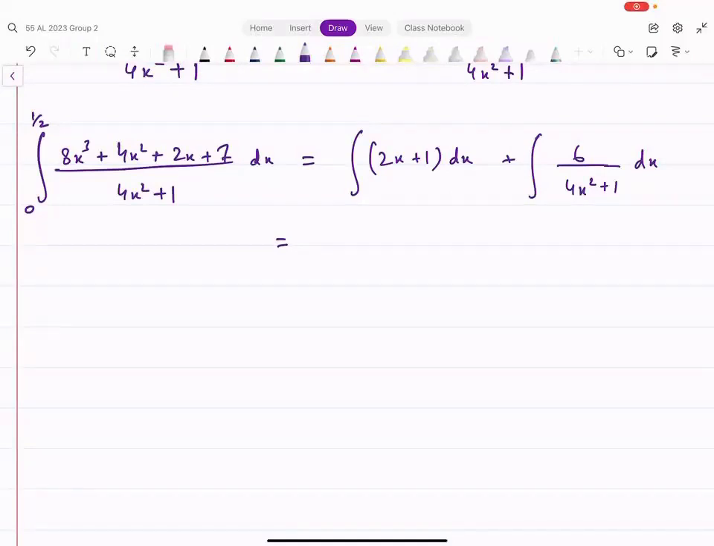2x का इंटीग्रल इज x squared, so it's 2x squared over 2, right? So 2 and 2 get cancelled. What about the integral of 1? That is x. ये तो हमने इंटीग्रेट कर लिया इसको। Now we again have a fraction.